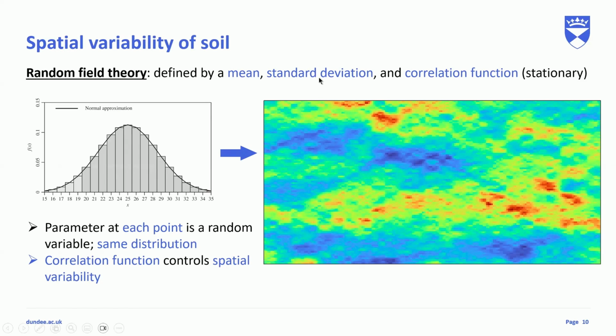Here I'm going to use random field theory, which is quite simple. We can only simulate a stationary random field, which means that the mean, standard deviation, or correlation structure at every point in the soil mass is the same. So it's defined by three parameters: the mean, the standard deviation, and also the correlation function, which is used to control the autocorrelation structure.